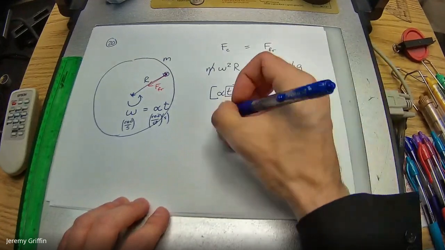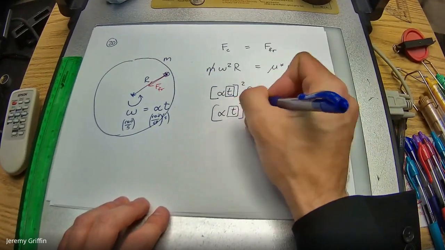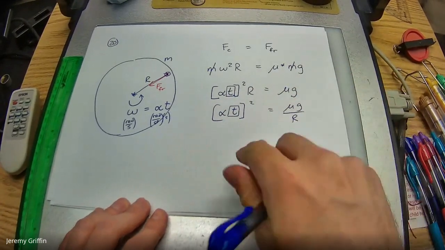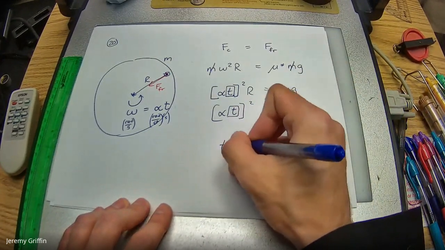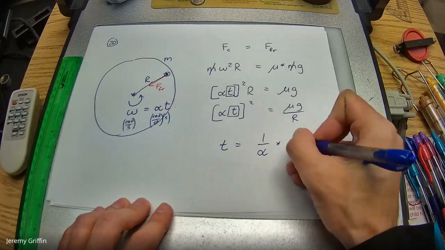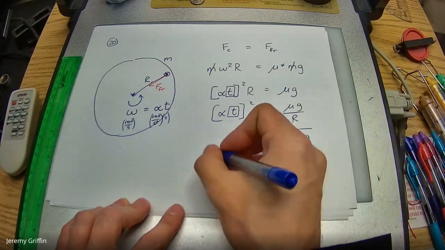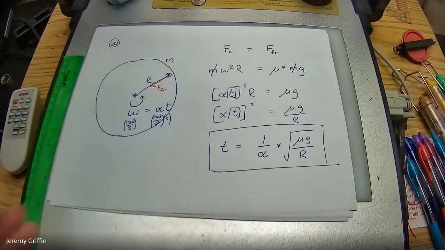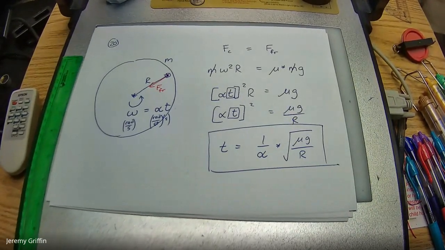So divide both sides by r. (Alpha t) squared equals mu g on r. Square root both sides, divide by alpha. So t is 1 over alpha times square root of mu g on r. There you go. That's the answer to number 20. Of course, your book gave you a bunch of numbers, but there it is in terms of variables, which you guys should be able to do.